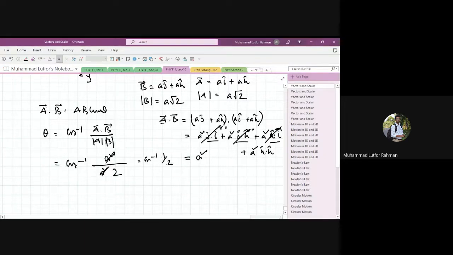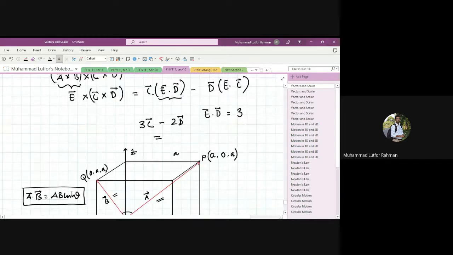What is the value of cos inverse half? 60. It's 60 degrees. That means the angle between the two face diagonals will be 60 degrees. Although the planes are perpendicular to each other, the face diagonals are not at 90 degrees. They're at 60 degrees.